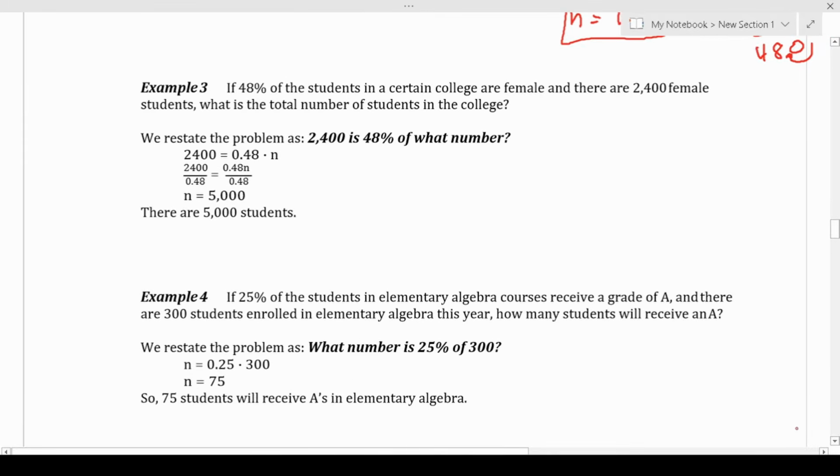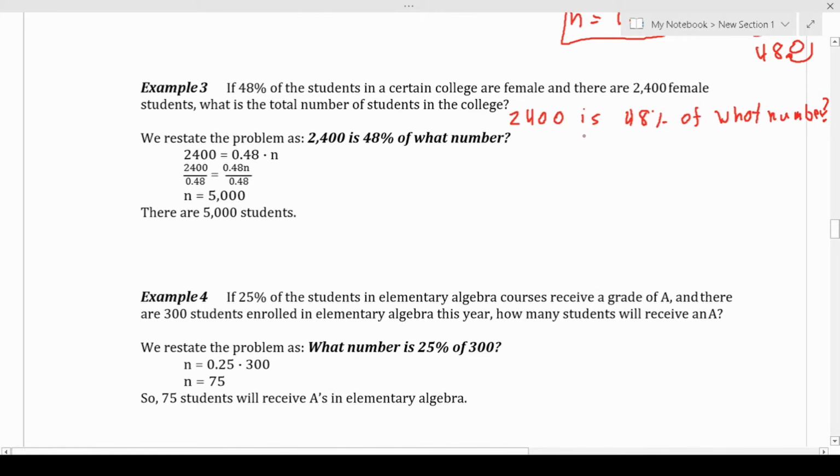All right, let's work on another example. It says if 48% of the students in a certain college are female and there are 2,400 female students, what is the total number of students in the college? So in this case, we can express this using this. 2,400 is 48% of what number?